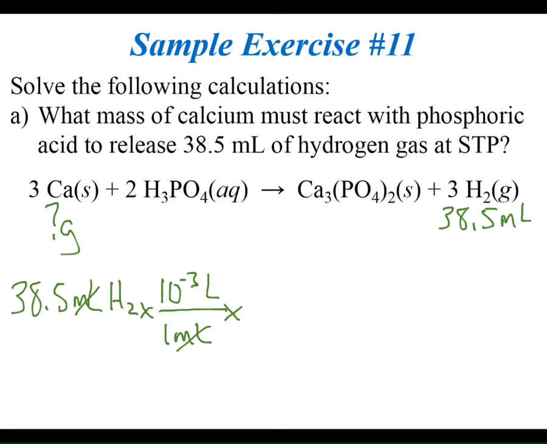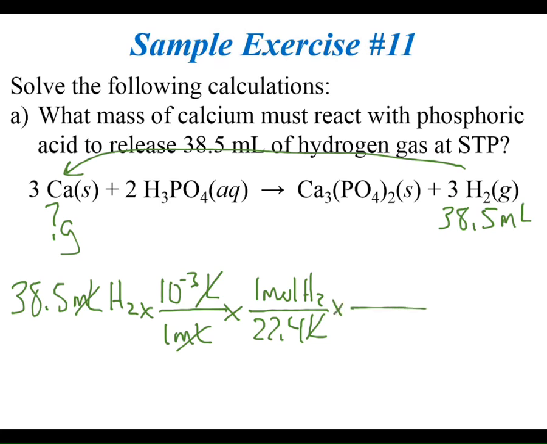Just like moles to mass is molar mass. So 1 mole of hydrogen is 22.4 liters. Good. Okay, now I'm in moles of hydrogen, but I want to be in calcium. So how do I relate hydrogen to calcium? Mole ratio, which is 3 to 3 in this case, right? For every 3 moles of hydrogen, I must have had 3 moles of calcium. Good. Now I'm in moles of calcium, but I want to be in what? What's my goal? Grams. Mass of calcium. So how do I go moles to mass? Molar mass, yeah.